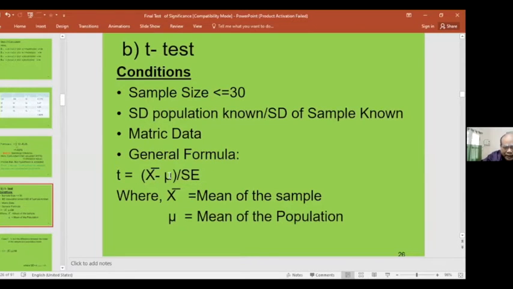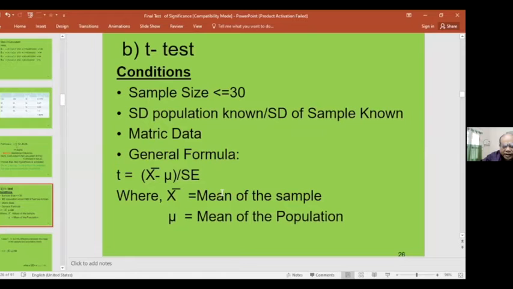So mean minus mean. The t-test and the z-test are meant for comparing means. For two samples, it is sample one mean and sample two mean. But for one sample, it is the given sample mean and a population mean. Clear? So the general formula is: the mean of the sample, mu is the mean of the population, and SE is the standard error.